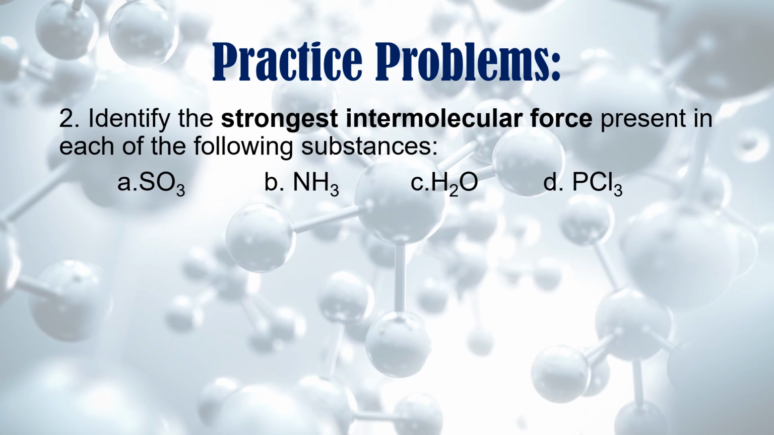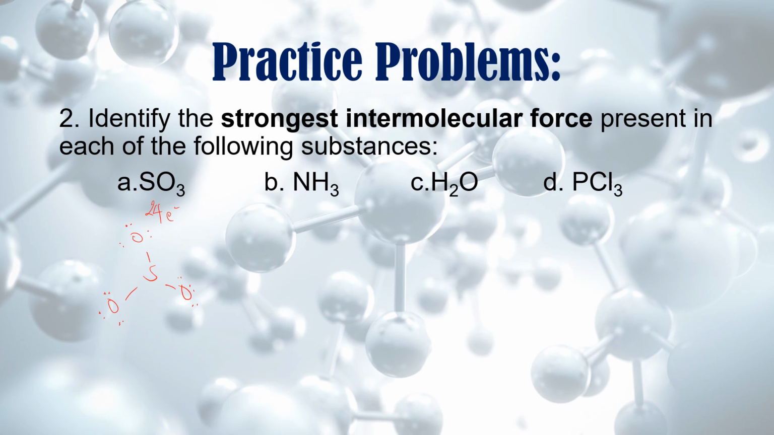Last problem, identify the strongest IMF present in each of the following substances. In order for us to determine what type of IMF is present in each molecule, the best way is to draw their Lewis structures. So for SO3, the total valence electrons is 24. So the Lewis structure will look like this. We have 3 oxygen atoms around it with 8 electrons each. So 8, 16, 24.